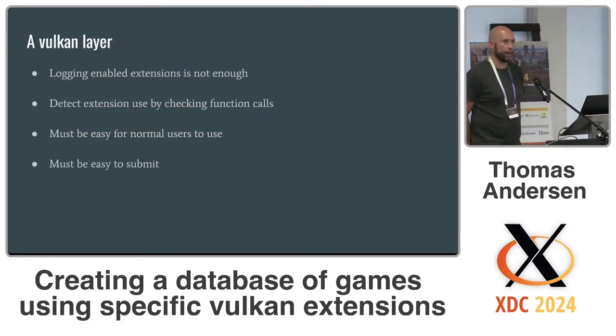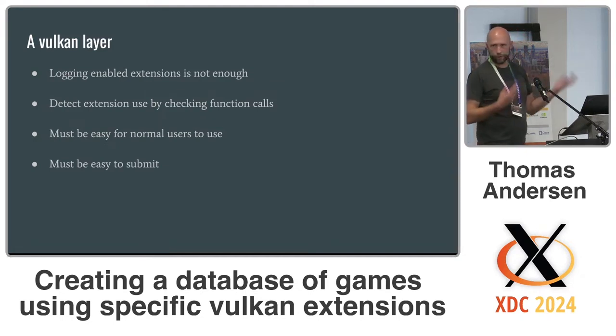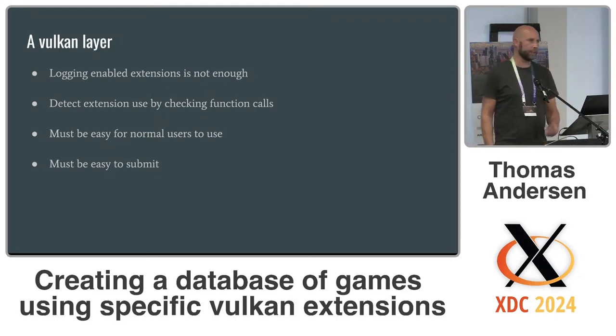The idea was that I would write a Vulkan layer that you would basically just put in between the game and the driver, and then you would intercept all the function calls and figure out, hey, right now the game is actually using this extension. And you can use it on complete drivers, so you could use the NVIDIA driver, which probably has everything implemented, so you can just use that with this Vulkan layer. And it has to be easy for normal non-programming users to use. So it would be good to just give them that and say, hey, go play games with this, and then hopefully find a way to make it easy to submit the results.